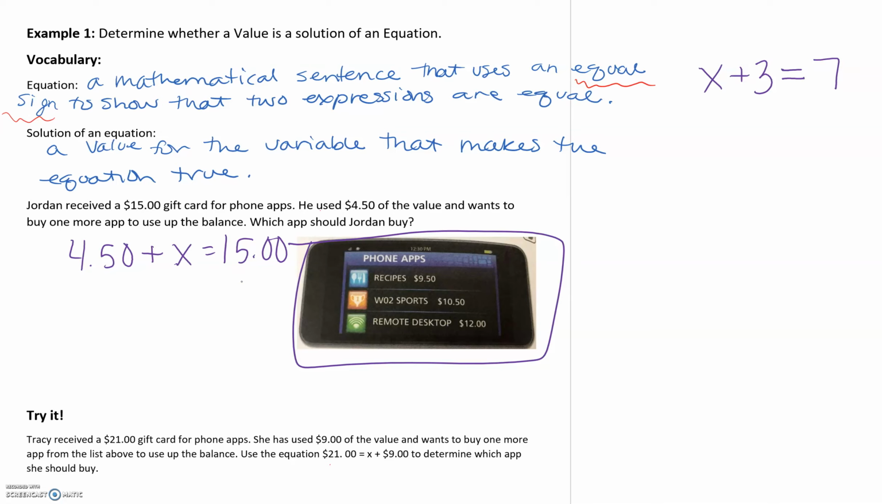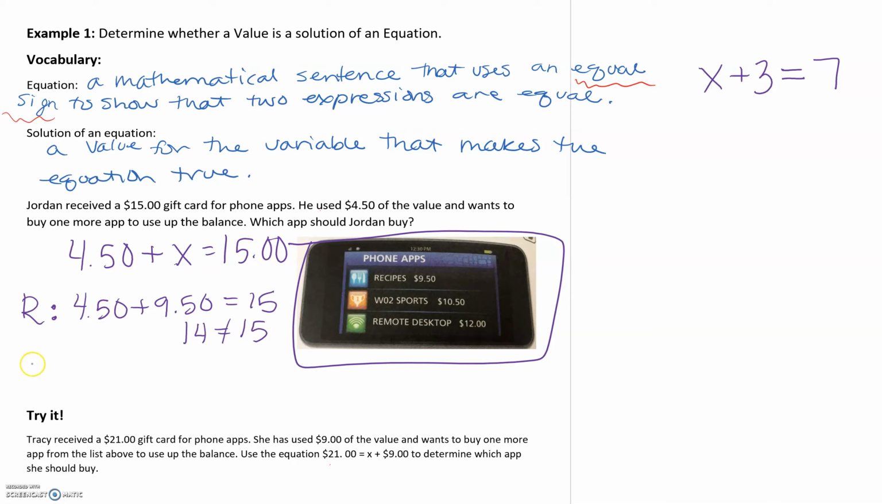So first step that we're going to do is look at each of our phone apps. So my recipe app costs $9.50. So if I have $4.50 that I already used plus $9.50, is that going to equal 15? So that's what I want to determine. Is that the same? And if you use your calculator, you could see that equals 14. So is 14 equal to 15? No, it is not. So recipe app he could buy, but it's not going to use up his gift card.